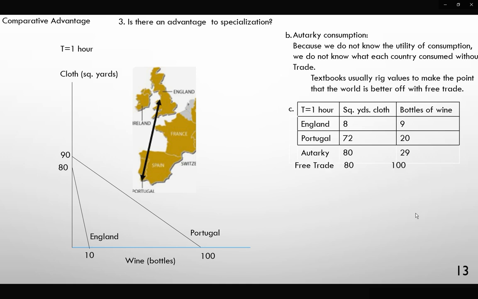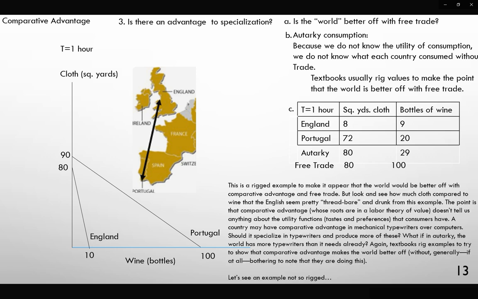Okay, so, wow, look. We have exactly the same square yards of cloth in free trade as in autarky, but we get 71 more bottles of wine. See, look, isn't comparative advantage from free trade great? We've just proved it, right? Well, let's see. So, right, that was the question. Okay, let you read this, even though I've just said it.